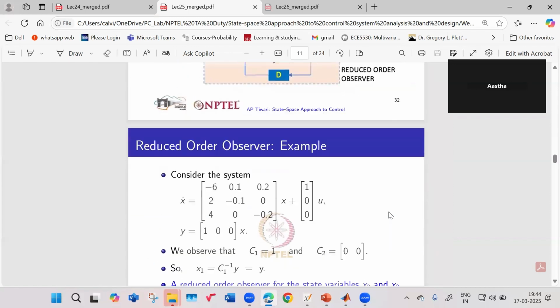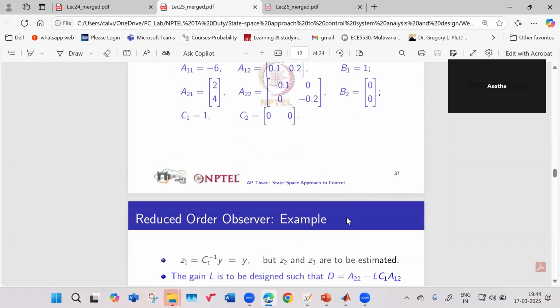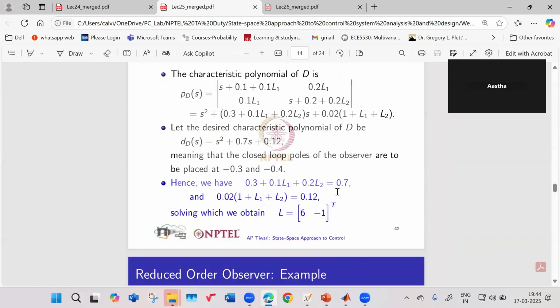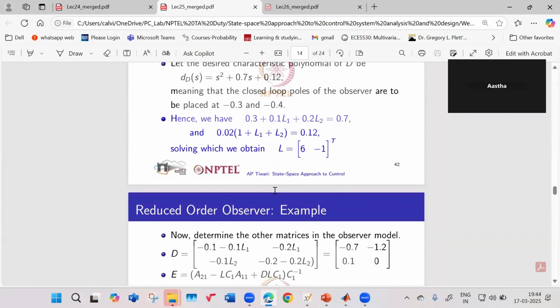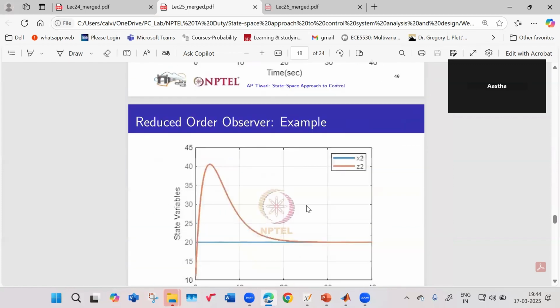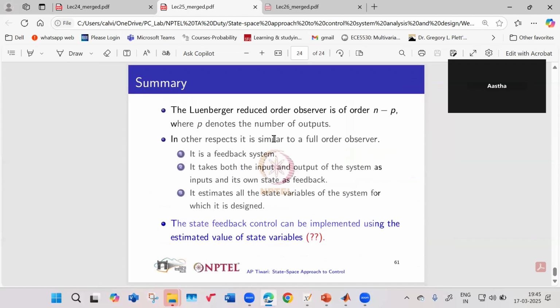Okay. So sir has considered one sum, which is given over here. And he has found out the desired characteristic polynomial and found out N, F and all. And he has also done certain simulations for it. So this is known as a Leuenberger reduced order observer.